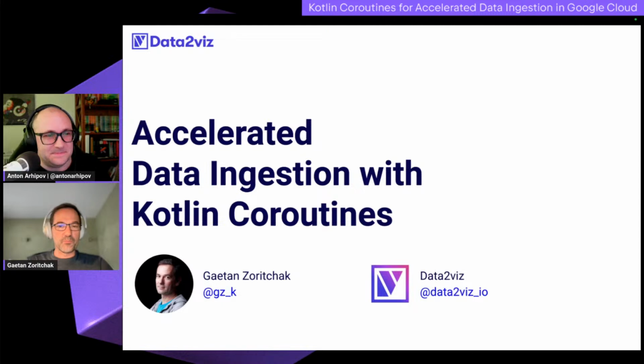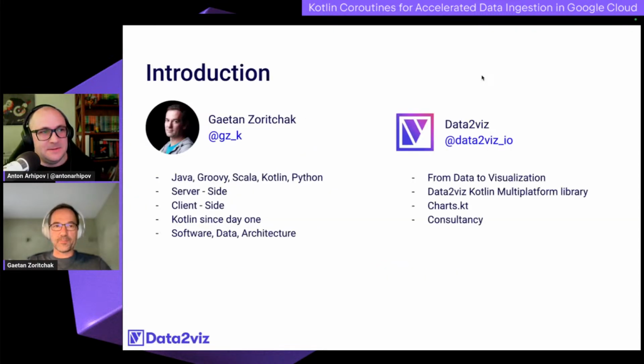Okay, thanks a lot. So first I'm going to just present myself. My name is Gaëtan Zoritchak. I've been programming for 25 years now. I've been using a lot of languages like Java, Groovy, Scala, Kotlin, but also Python, a long time ago and more recently. I mostly work on the server side, but I also sometimes work on the client side, for both web applications and Kotlin multi-platform. I started Kotlin from day one, the day it was announced, not before. And my work is mainly focused on software, on data, and also on architecture, so software architecture but also more enterprise architecture.